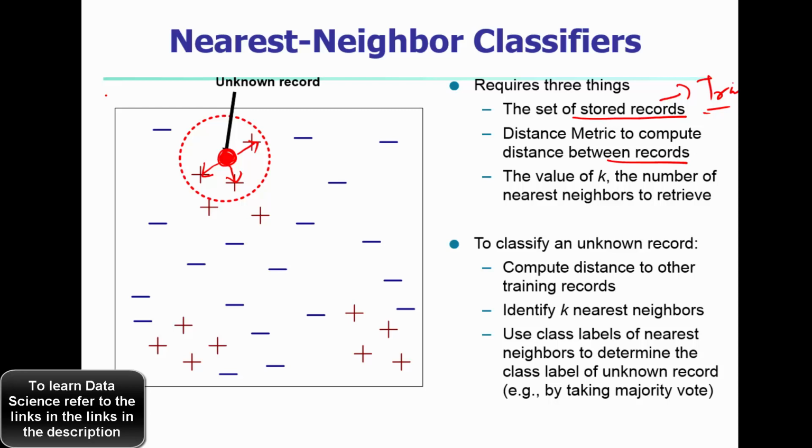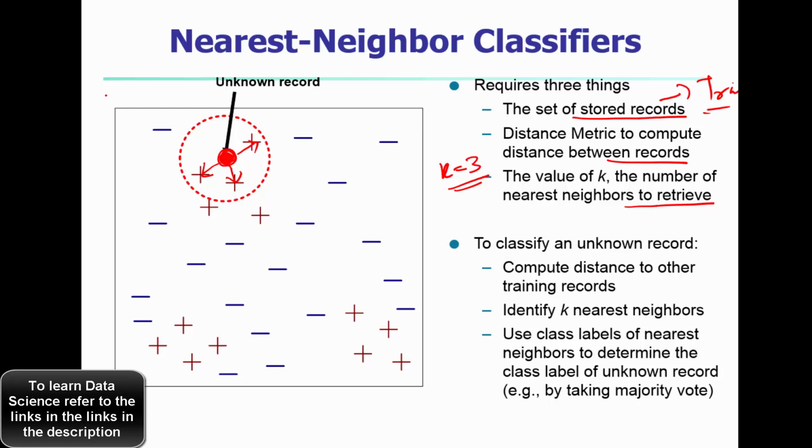Alright, and the third thing is the value of k, the number of nearest neighbors to retrieve. That means you also need to know what exactly should be the value of k. It should be 3, 4. So that is another important thing that one should find out, and we'll see how we come up with an optimal k.